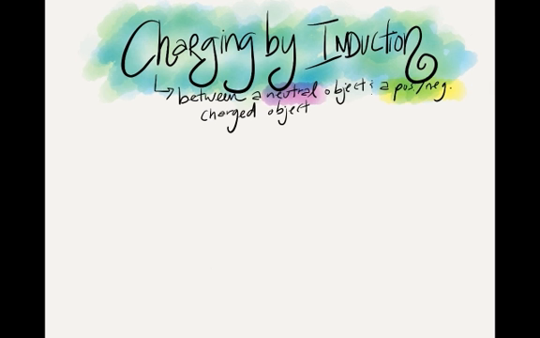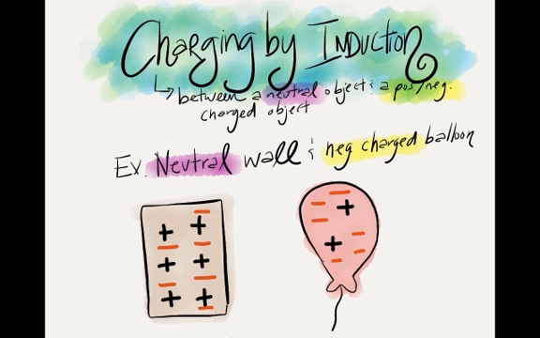Charging by induction. Charging by induction is between a neutral object and a positive or negatively charged object. In this example, we're going to be looking at the neutral wall and a negatively charged balloon. You can tell that the wall is neutral because it has an equal number of protons and electrons. You can tell that the balloon is negatively charged because it has a greater number of electrons.